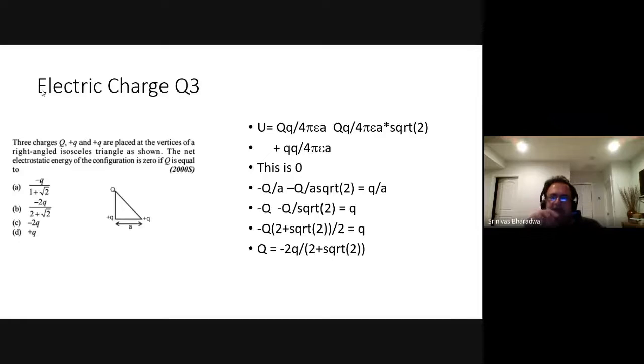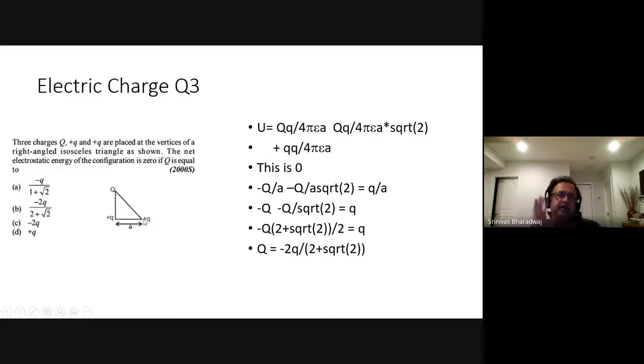If you add these 3, and it's a scalar, you end up with 3 terms. There are 3 different electrostatic energies: one between these two, one between these two, and one between these two. Then you sum those 3, and it is a scalar sum. So you get qQ by 4 pi epsilon naught a, qQ by 4 pi epsilon naught a, and q square by 4 pi epsilon naught a root 2, the third one.